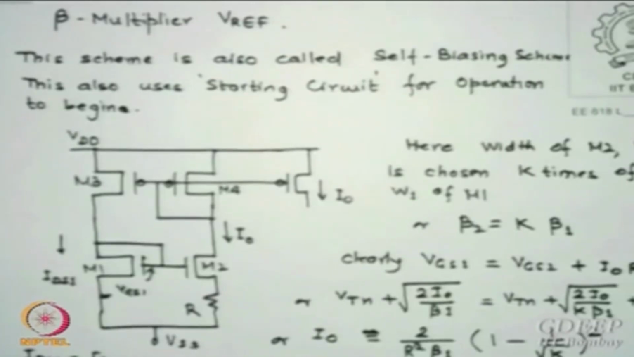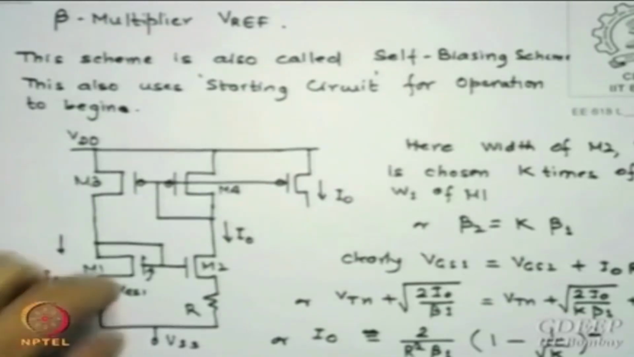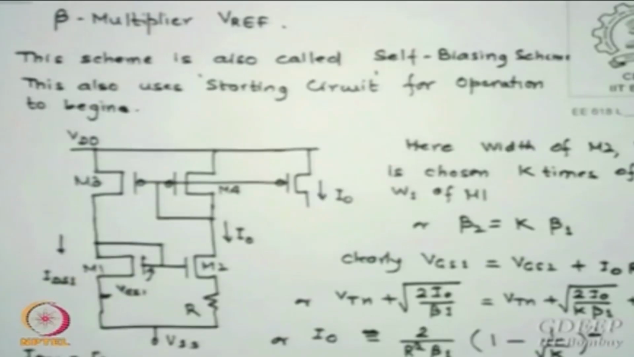Okay, where will the V reference be? Can you tell me from where we pick up the V reference? The VGS1 is essentially the reference. This is taken out and that should remain constant with temperature. Is that correct? VGS1 is the reference voltage. Is that clear? VGS1 is the reference voltage. Okay, so let us start.